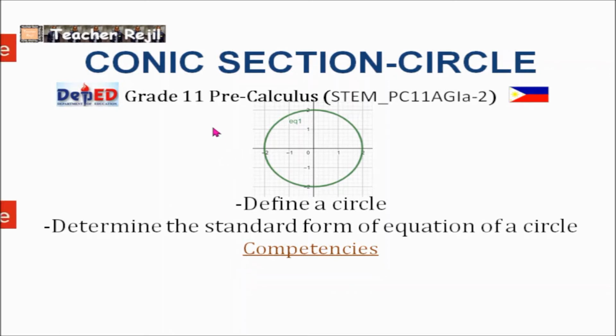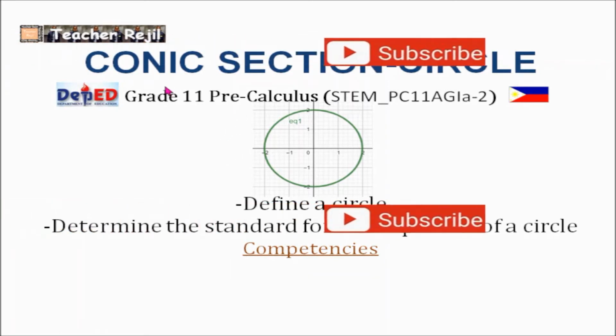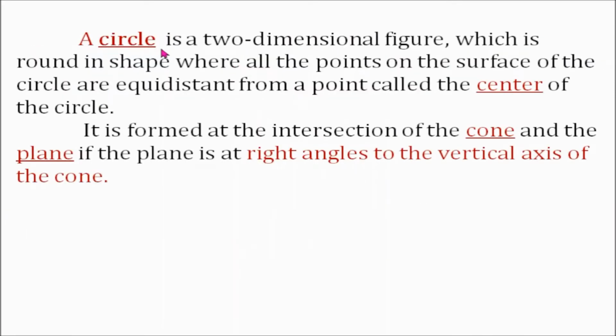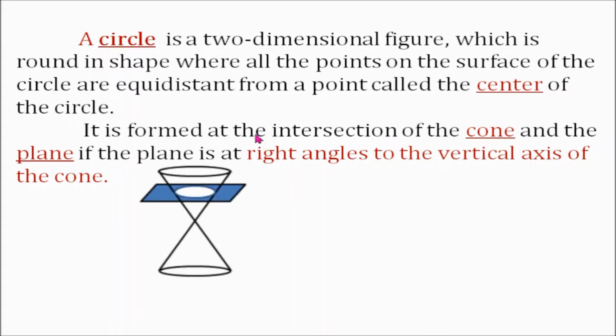This is a grade 11 pre-calculus lesson about conic section circle. A circle is a two-dimensional figure which is round in shape, where all the points on the surface of the circle are equidistant from a point called the center of the circle. It is formed at the intersection of the cone and the plane if the plane is at right angles to the vertical axis of the cone.